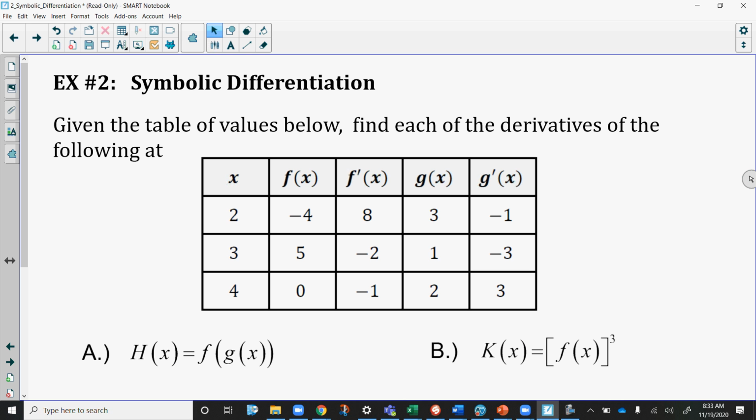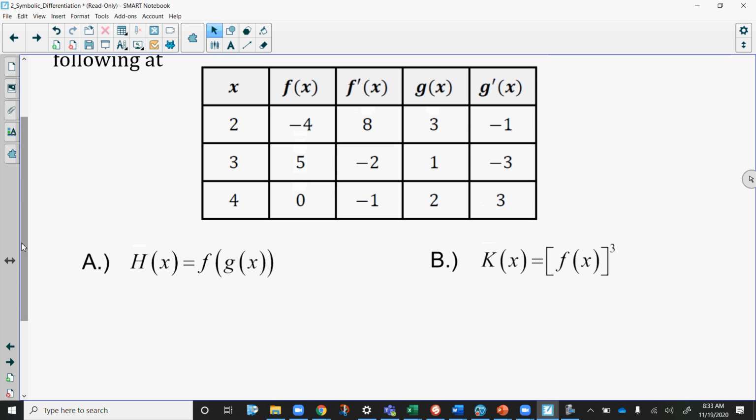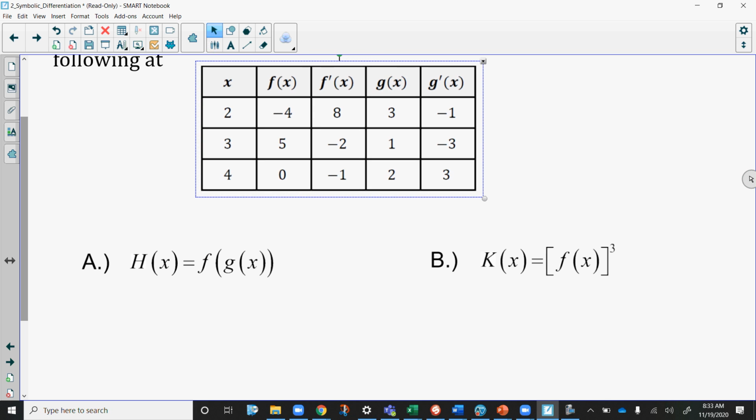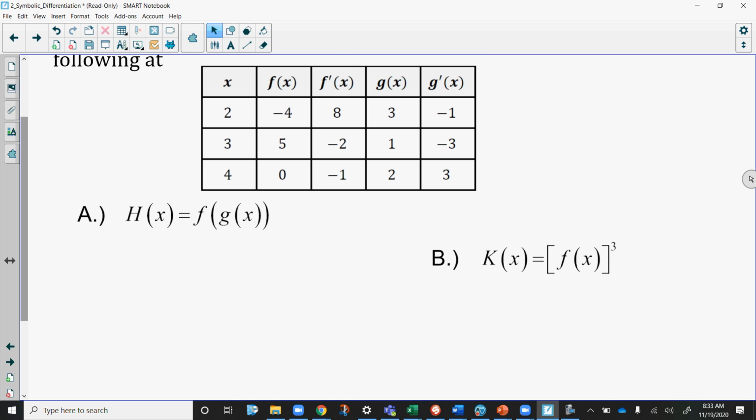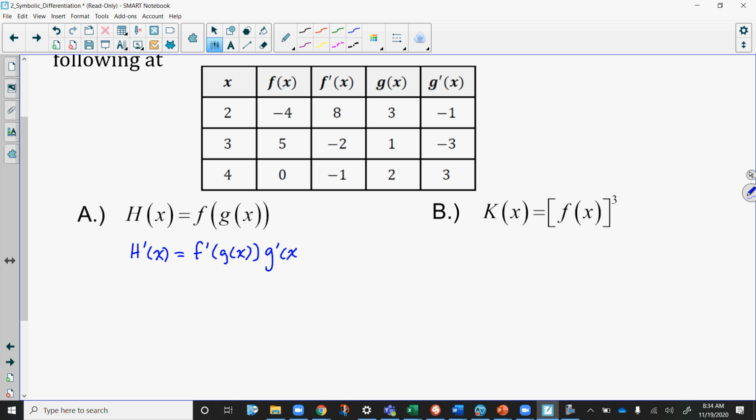So what they're telling us, for instance, in part A, is, let me see if I can squeeze a little bit more space here, so that we can fit it all in one area without having to move anything. So h of x, you can see, is a composite function, f of g of x. That means h prime of x, according to the chain rule, is going to be the derivative of the whole function, f prime of g of x, multiplied by the derivative of the inside, g prime of x.